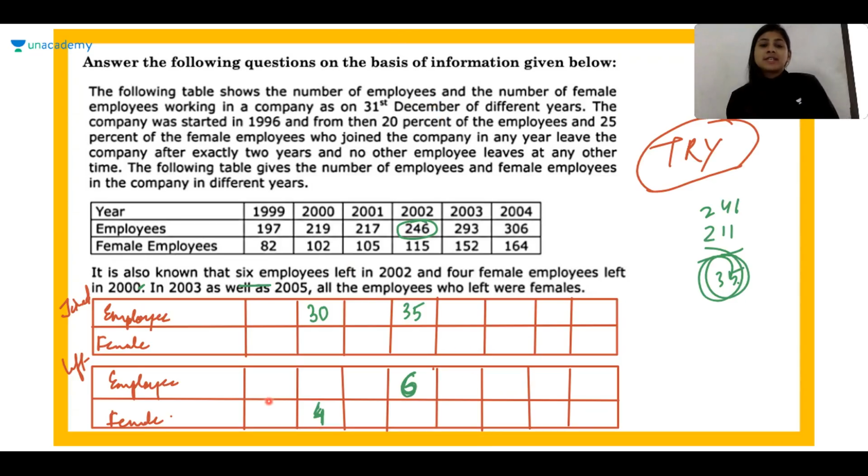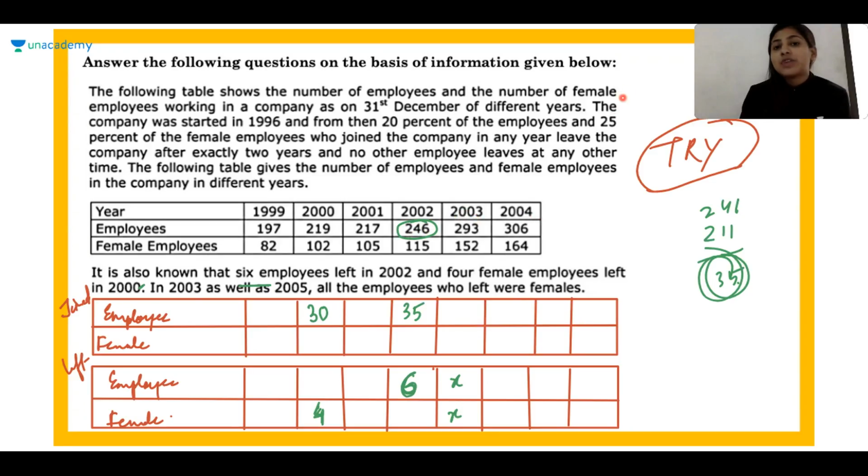See, for odd years, there is another clue which says in 2003 as well as 2005, all the employees who left were females. So in 2003, if you take the employees left as X, you have to also take the female employees left as X. Take X at both places. Do the same thing as you were doing. If X employees left in 2003, this number should have been 246 minus X, but instead it is 293.